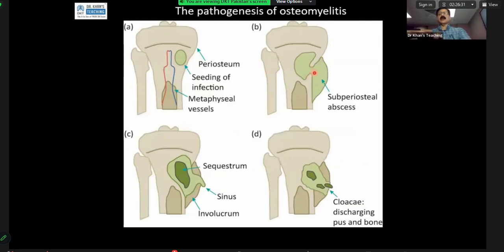And then there is a subperiosteal abscess. Then there is a dead bone here, which is the sequestrum. And of course, when this dead bone passes through this, so this thing is the involucrum, which passes through it, we call it cloacae.